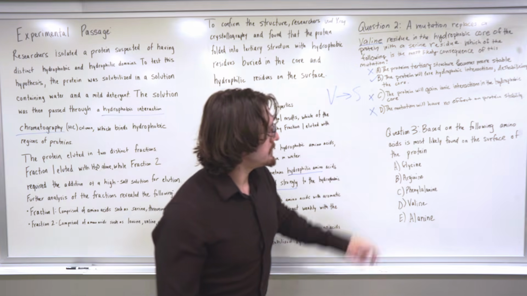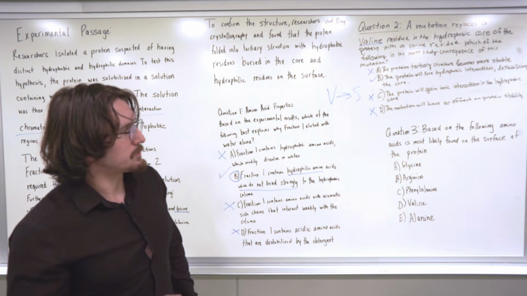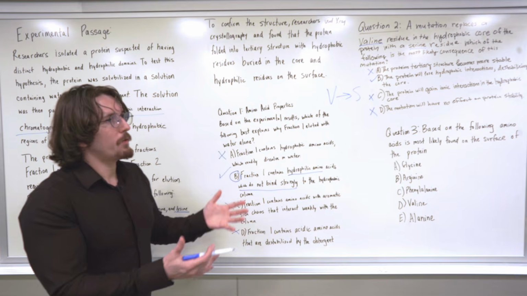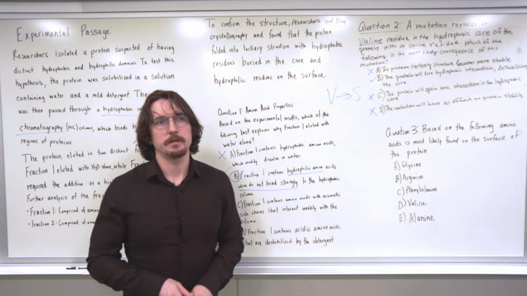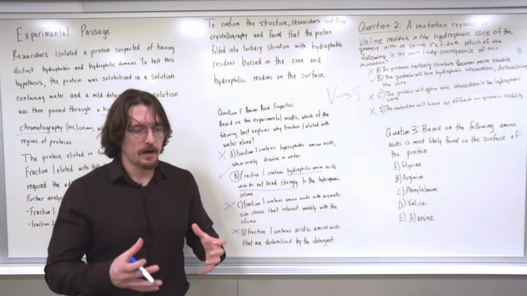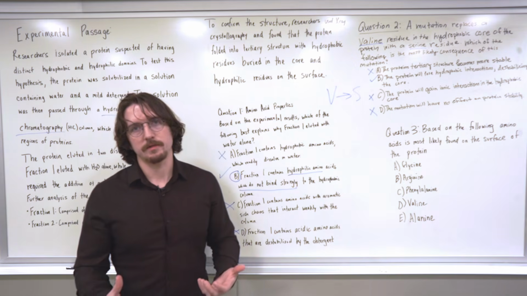So then question 3 says, based on the following amino acids, which is most likely found on the surface of the protein? So for this question, even without looking at the answer choices, we got to realize, right, they're talking about the surface of a protein. And usually proteins, whenever we're discussing protein structure, we're thinking about it in the context of like an aqueous solution similar to the inside of a cell.